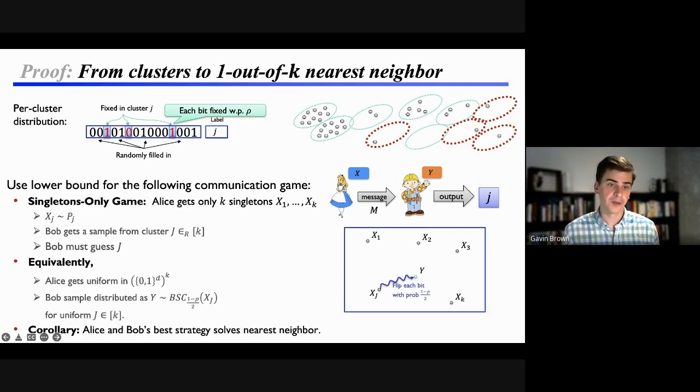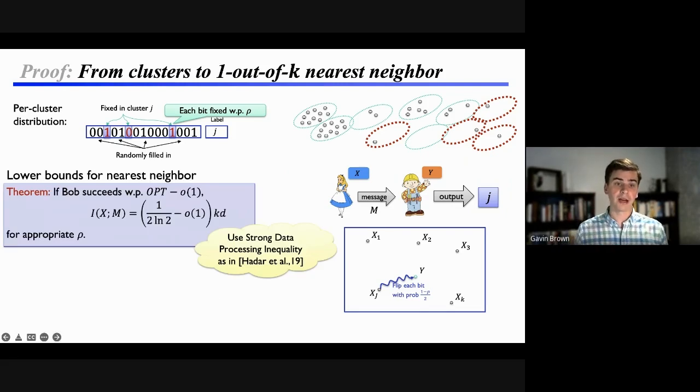The first step of our proof is to show that this is equivalent to a much simpler and cleaner game. Equivalently, we can think of Alice as getting k uniformly random strings, and Bob as getting a noisy version of one of those strings, and it's his job to guess which one. We can think of Bob's sample as being run through a binary symmetric channel, a very noisy copy of one of Alice's inputs. So as a corollary to this, Alice and Bob's best strategy for this singletons only game solves nearest neighbor. Note that the noise level on the binary symmetric channel, rho, exactly corresponds to the probability of a feature being fixed.